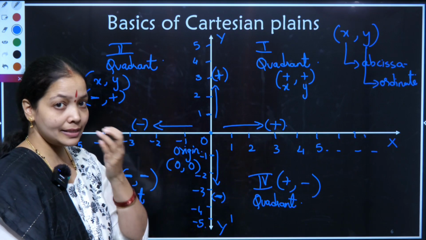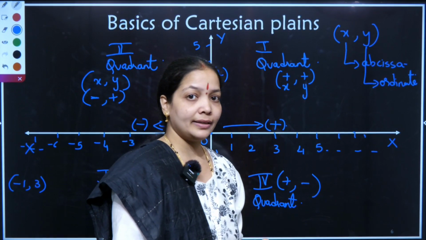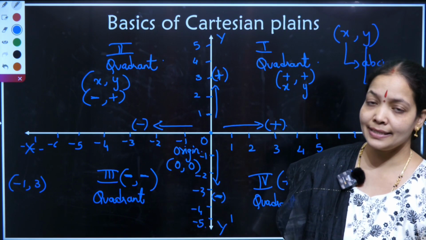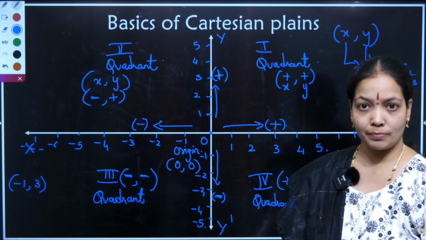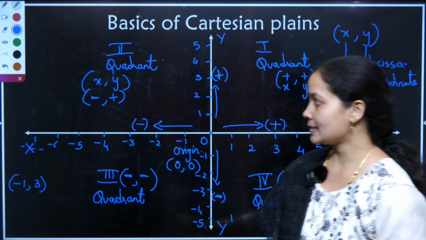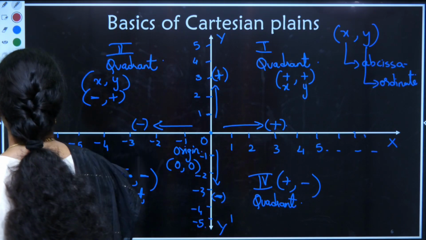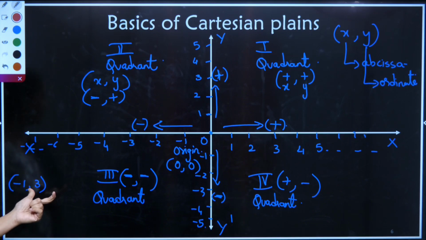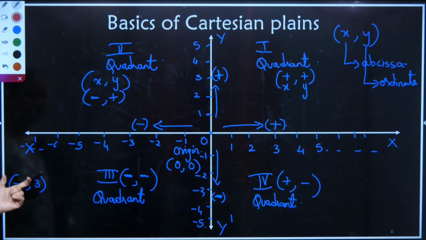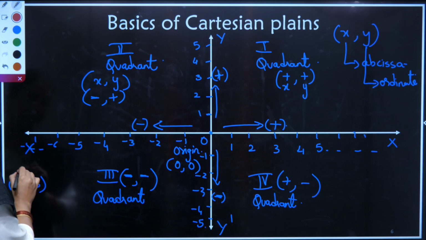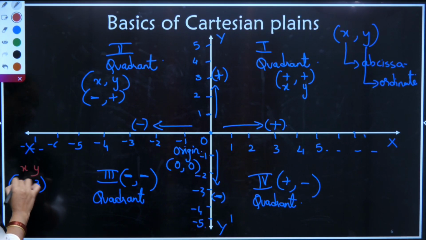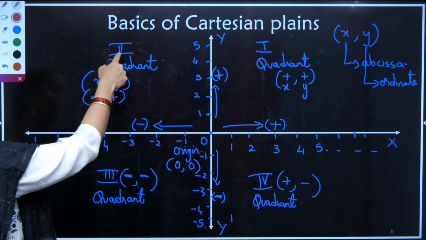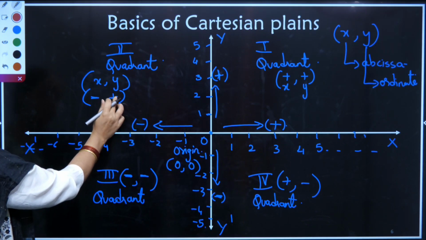If you understand this Cartesian system well, without any doubts, you can plot the graph easily without hesitation and without mistakes. So taking an example here, let us plot certain points in the specified Cartesian plane. Negative 1 and 3 is the first point taken by me. Negative 1 and 3. So my x and y: x is negative, y is positive. So in which quadrant is this happening? It is happening in the second quadrant. X is negative, y is positive.